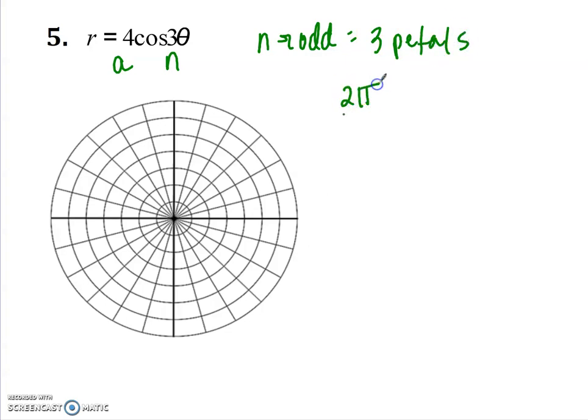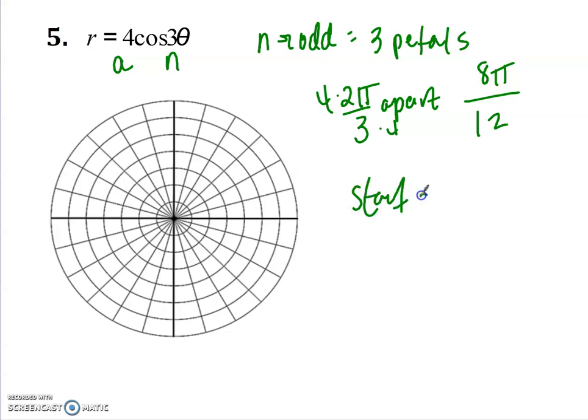It's 2 pi over 3 apart, which is going to be 8 pi over 12 apart. I'm going to start at 0 because cosine starts at 0. And then my A is 4. All right, so I'm going to go out 1, 2, 3, 4. Put a dot.